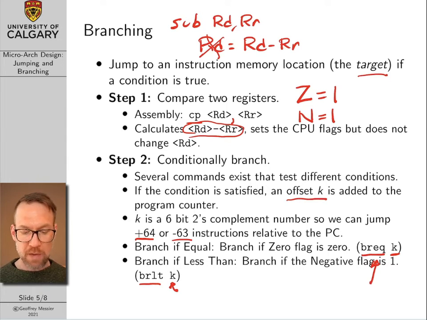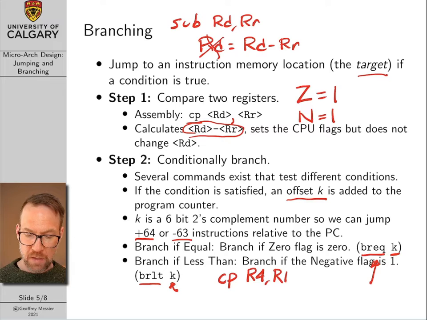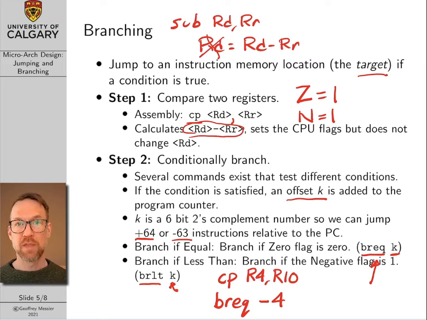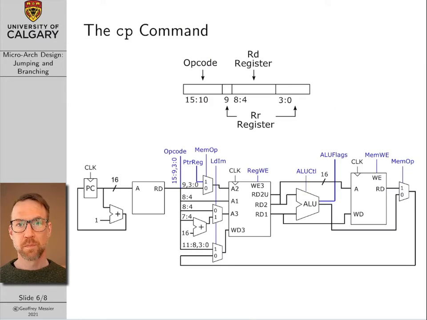So our assembly language will typically look something like, let's compare register 4 with register 10 and branch if they are equal to an offset of -4, right? So these commands occur one after the other. So in order for our microarchitecture to be able to support branching, we have to be able to support both the compare command and the actual branch command.